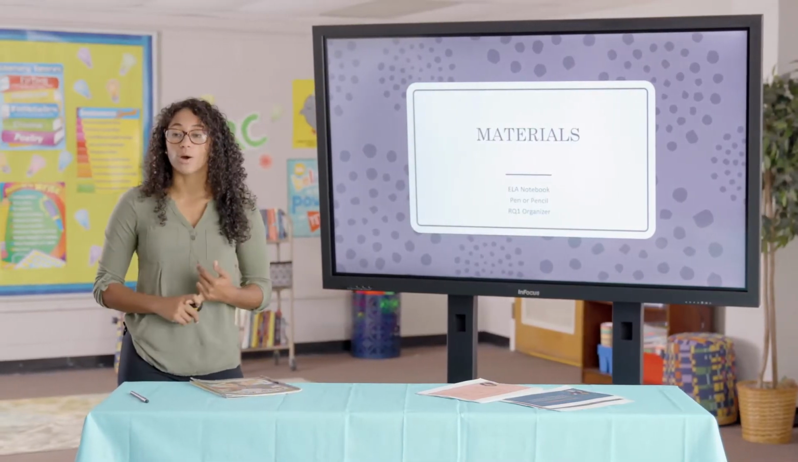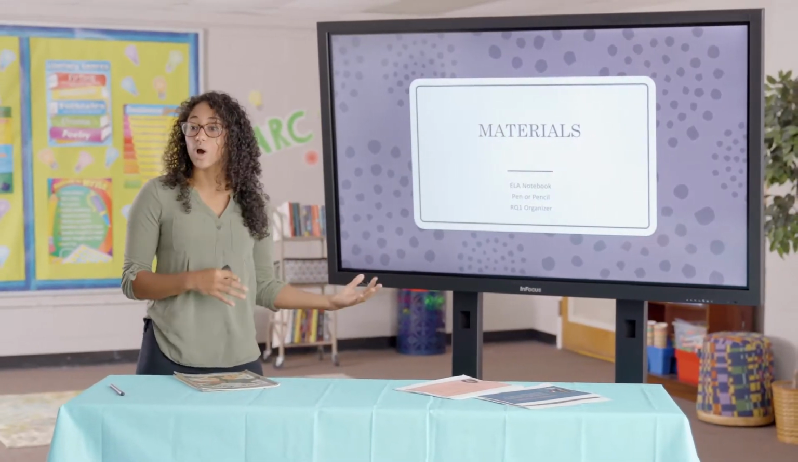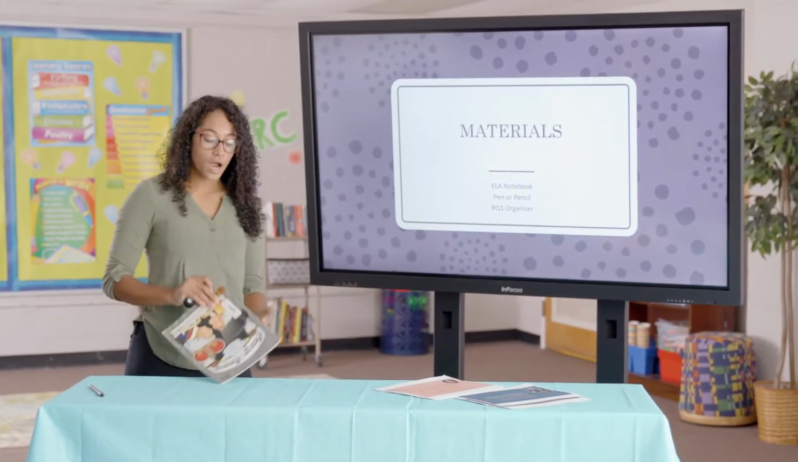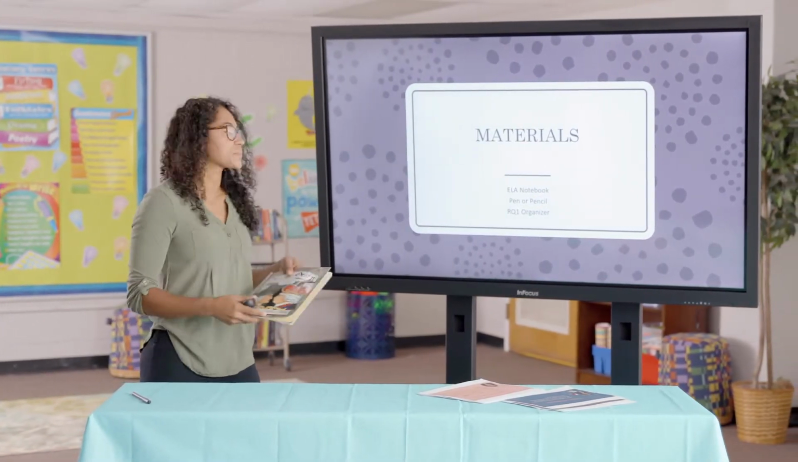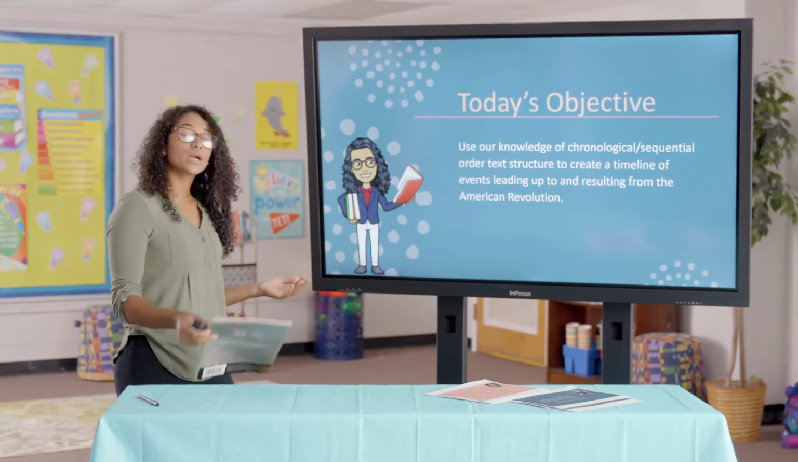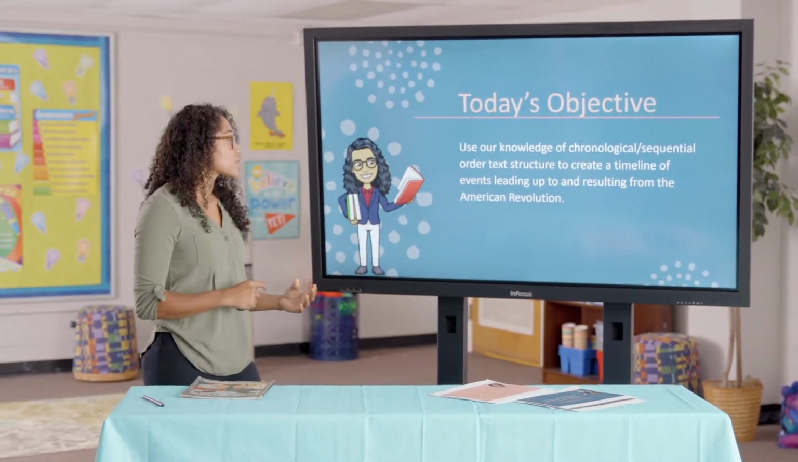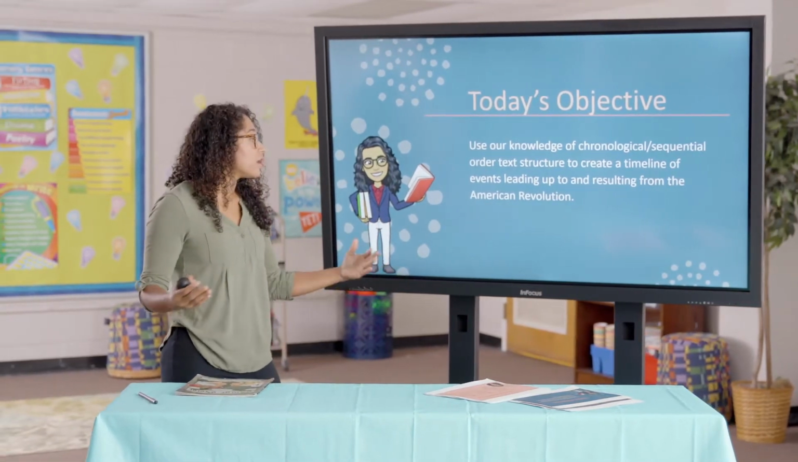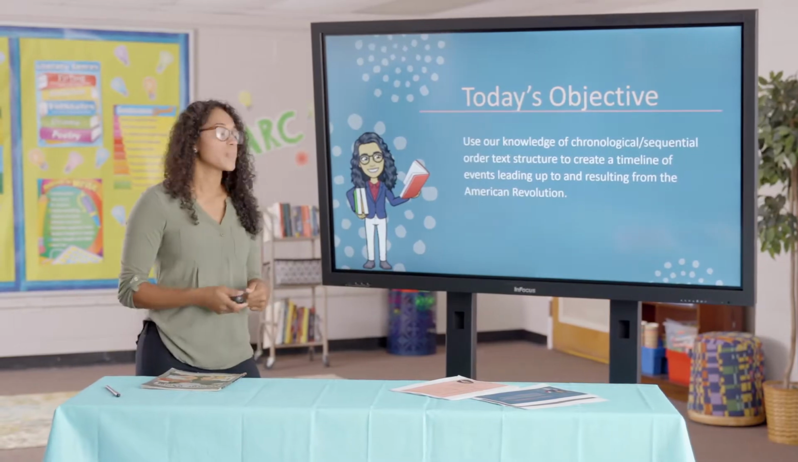For this lesson, you'll need your ELA notebook, pen, pencil, something to write with, and your Research Question 1 organizer. And if you have our core text, George versus George, you can have that as well, but if not, don't worry about it. Today we're going to use our knowledge of chronological and sequential order text structure to create a timeline of events leading up to and resulting from the American Revolution.